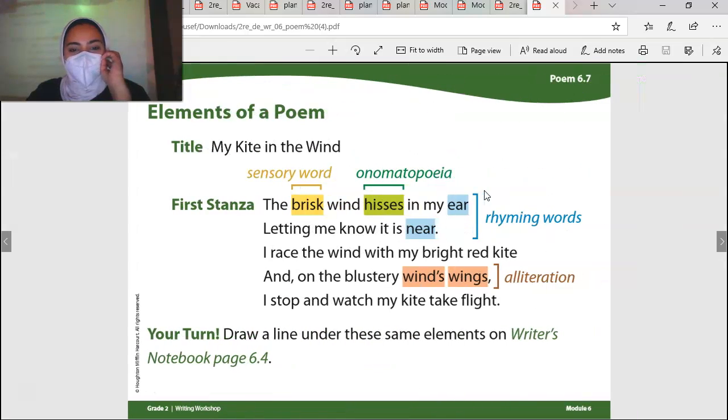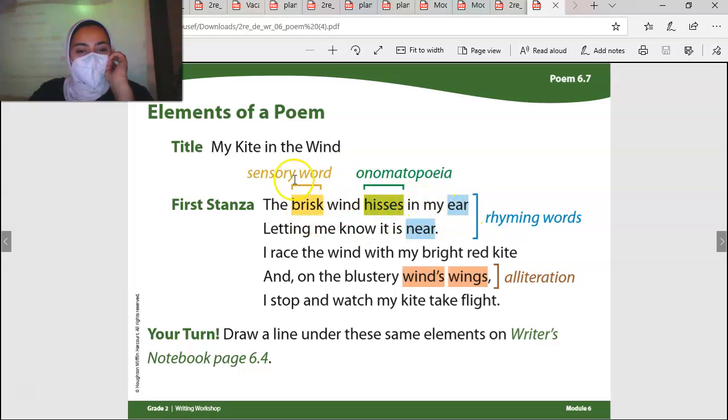All right, and then it shows us the elements of poetry. This is the first stanza. Okay, actually, let me scoot back a little bit. This is a title. The title is My Kite in the Wind. The stanzas are the parts of the poem. So the first stanza, it says, the brisk wind hisses in my ear.